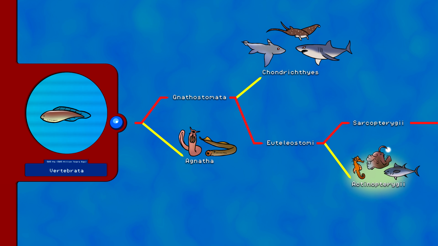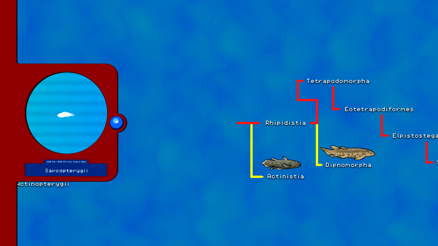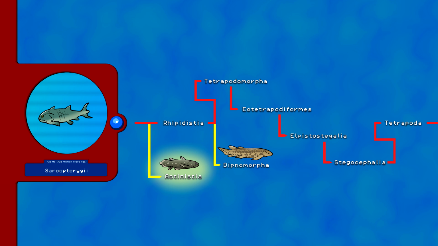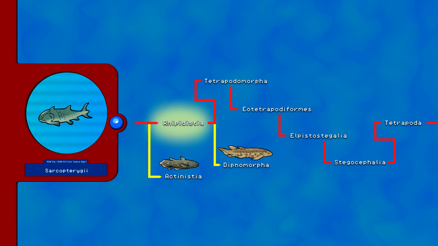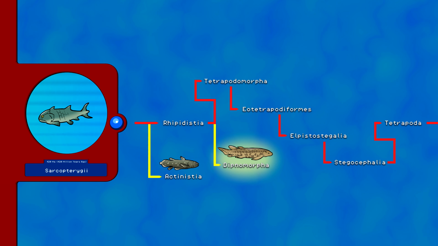Actinopterygii are the ray-finned fishes, which include animals like tuna, salmon, seahorses, mahi-mahi, and anglerfish. The sister to ray-finned fishes are Sarcopterygii, the lobe-finned fish. Sarcopterygii branched to include Actinistia, the coelacanths, and Rhipidistia, which was formerly called Dipnotetrapodomorpha. Rhipidistia branched to include Tetrapodomorphs and Dipnomorphs, the lungfish.